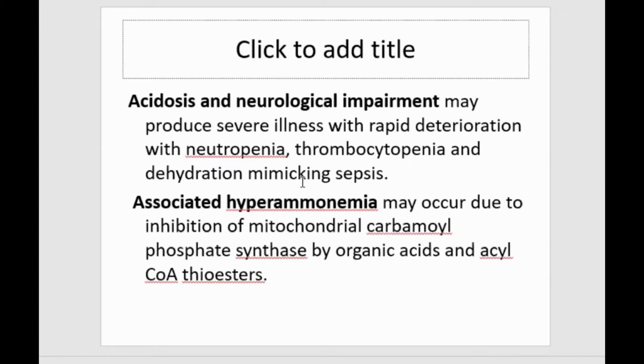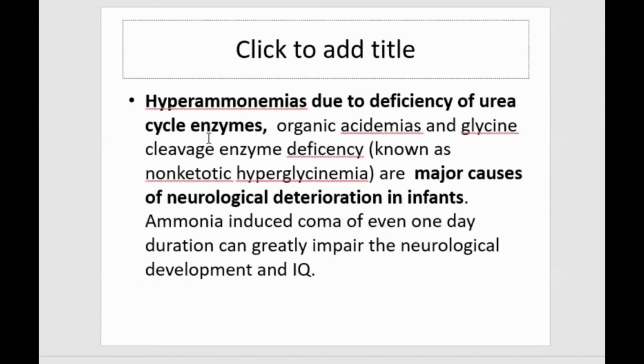Associated hyperammonemia may be present due to the inhibition of mitochondrial carbamoyl phosphate synthase. So the rate limiting enzyme of the urea cycle may be inhibited. That leads to hyperammonemia associated with the organic acidosis. Hyperammonemias are due to deficiency of urea cycle enzymes.